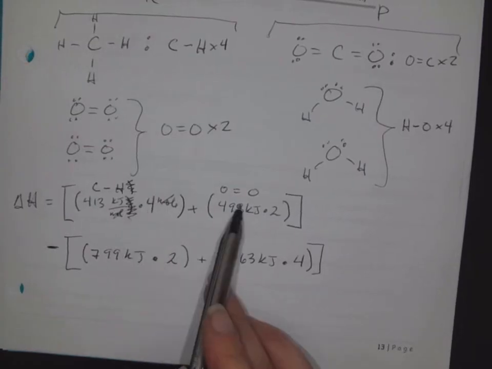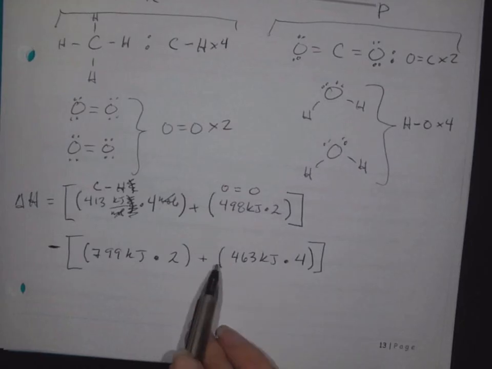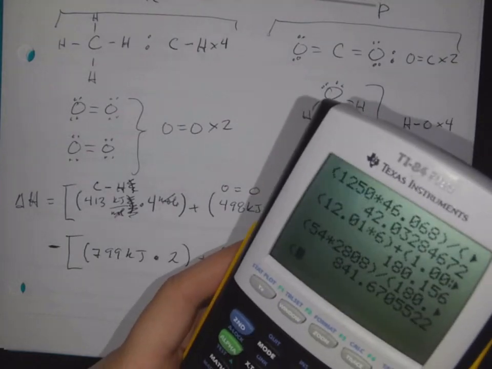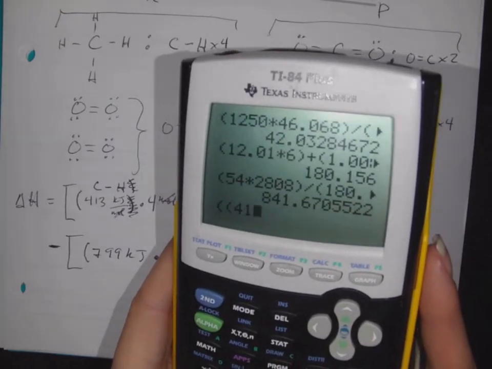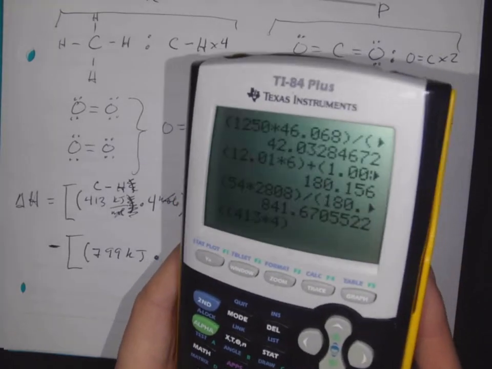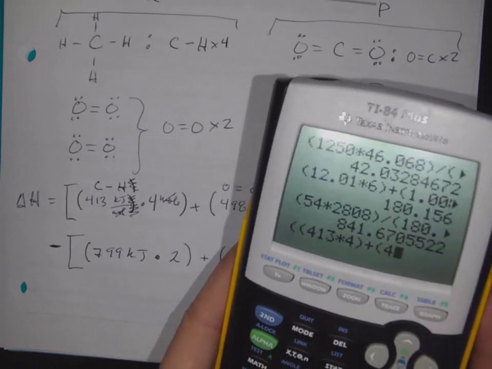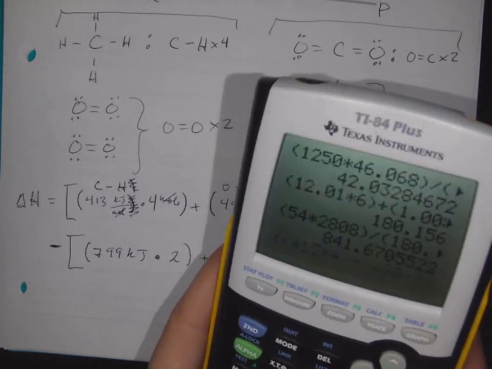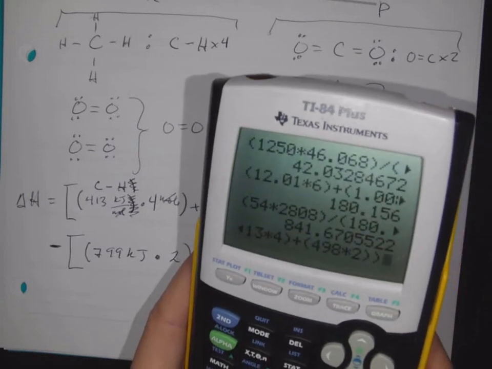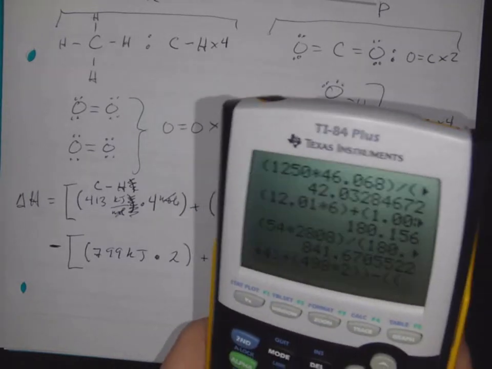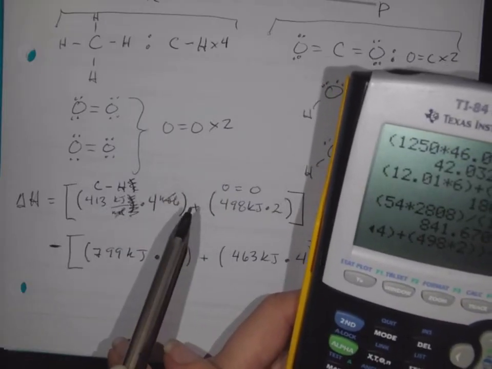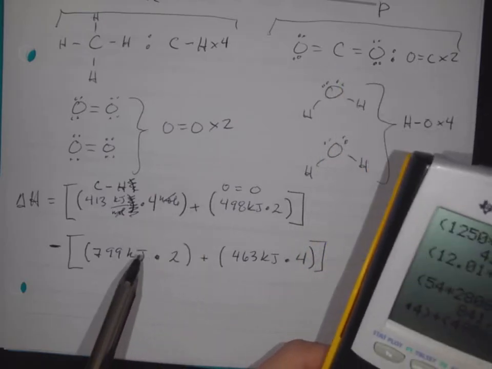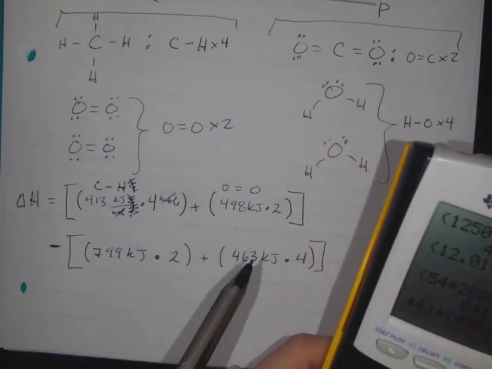So I'm going to take these numbers, add them together, those numbers, add them together, and then subtract them from each other. You don't have to do it all at once in your calculator, but you can, but just make sure you get the double parentheses. So it's like the bracket and then the parentheses. 413 times 4 plus 498 times 2. That's my reactants. I'm going to minus it from my products, and that's the amount of energy it took for the bonds to be broken in the reactants. And then this is the amount of energy that's released when the bonds are formed in the products.